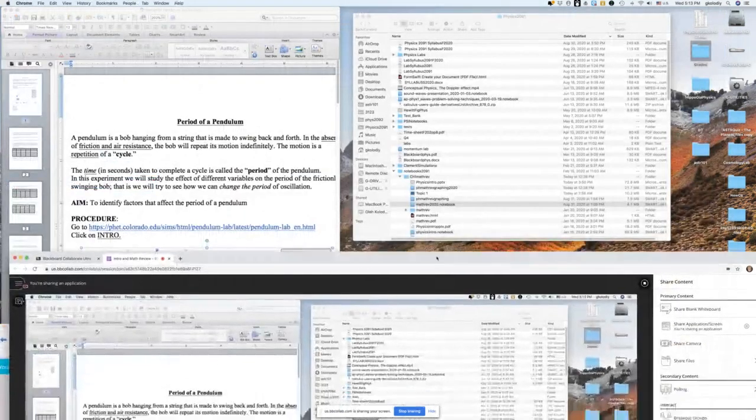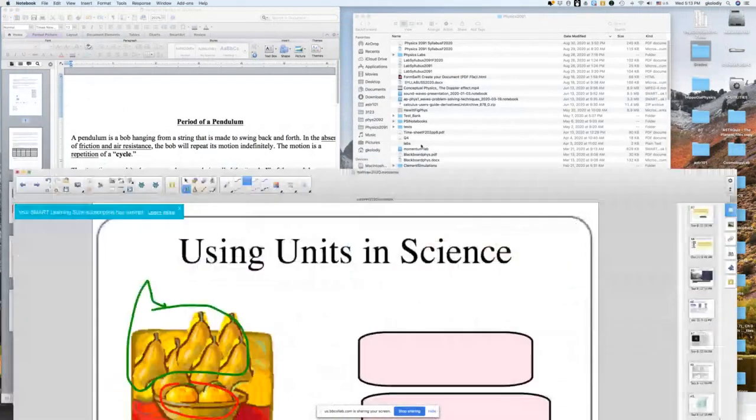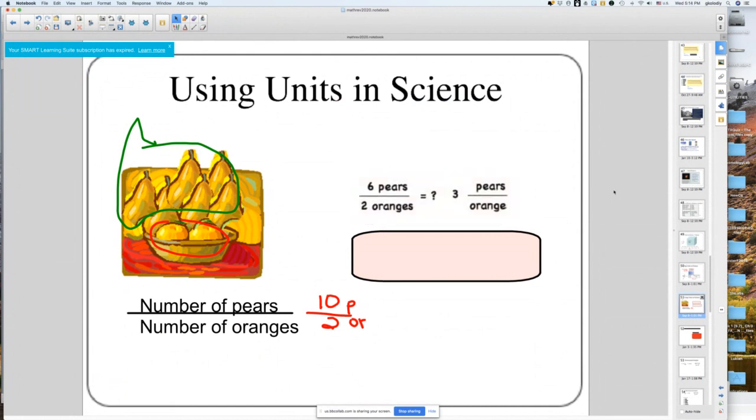Let me just check here. I'm just seeing you vote. So what do you get? 5 what? Pears per orange. Actually, this is not 10, I'm sorry. I messed this up. This is 6 pears divided by 2 oranges. All right, and you get 6 pears divided by 2 oranges, which is 3. What? 3 pears per orange.